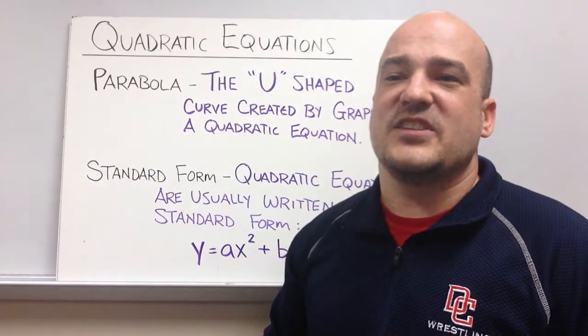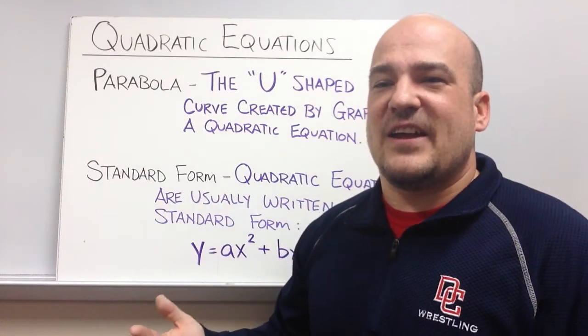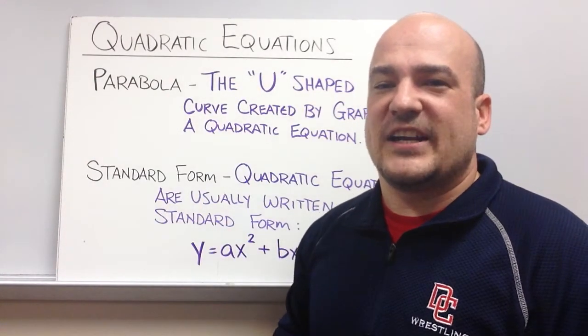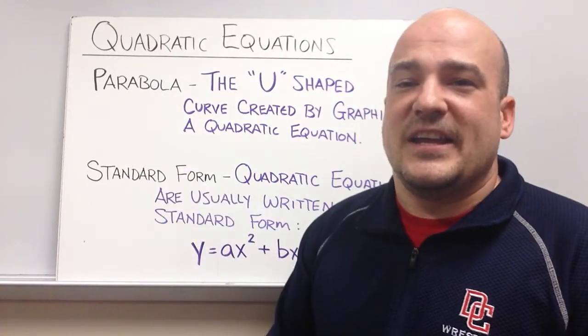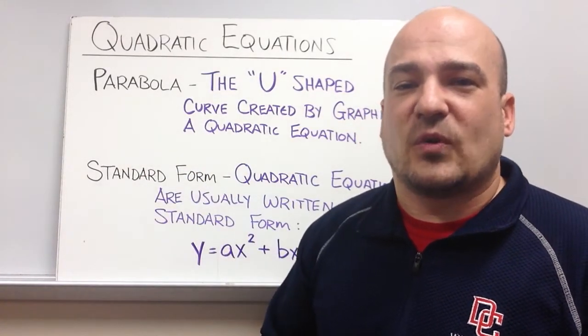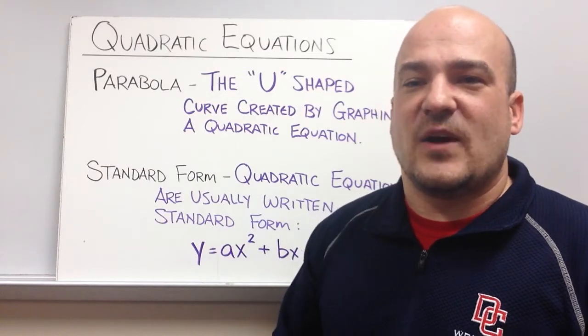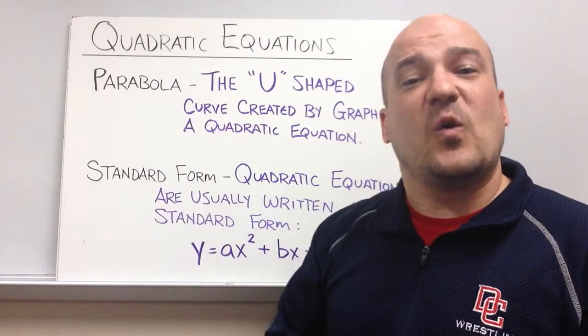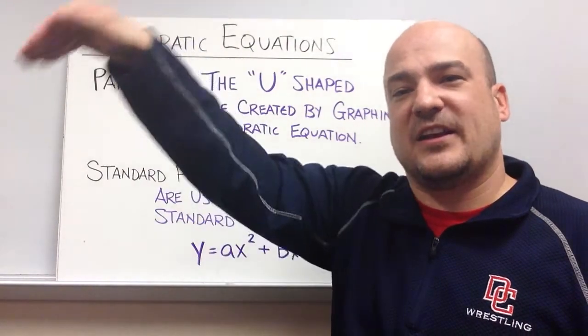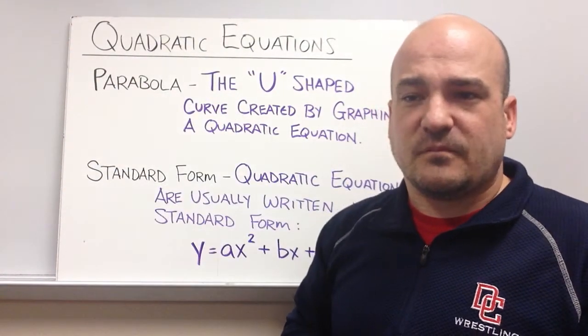Okay, so now that we've got that comparison out of the way, let's talk about what a quadratic equation is and what they look like. A parabola is the shape of that graph that's created in a quadratic equation, okay? And that shape can be a U shape, or like I said, it can be like a basketball and kind of an upside down U.